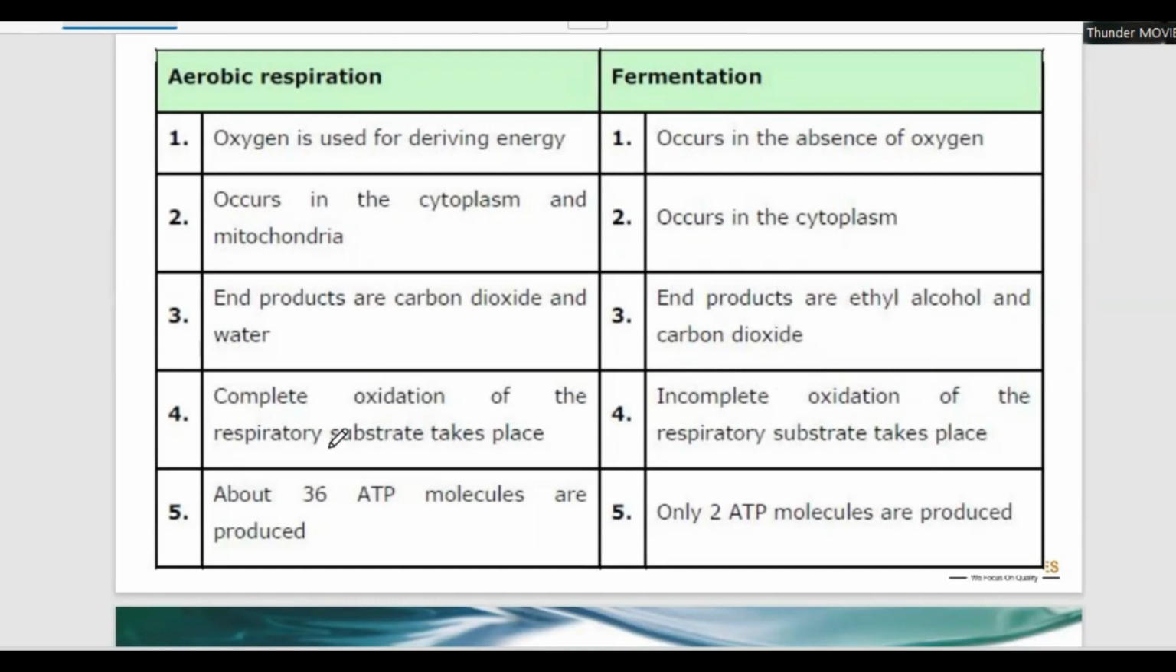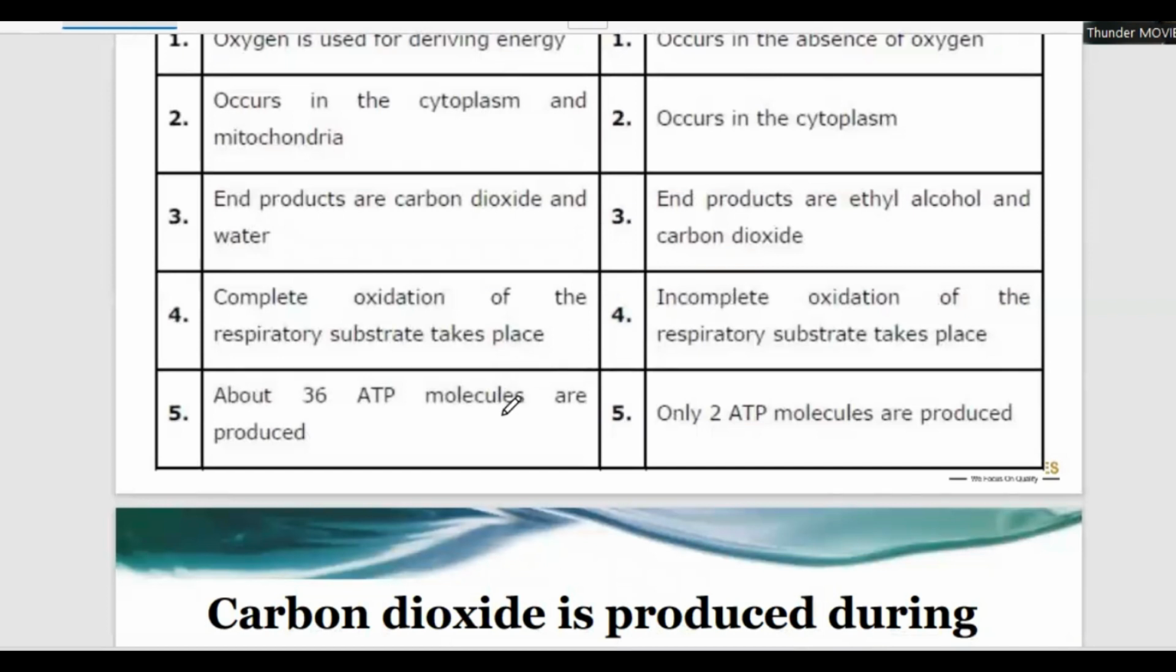Then the other difference is oxidation. In aerobic respiration there is complete oxidation of the respiratory substances we use. Here there is incomplete oxidation. Why? Because oxygen is not there. Then you produce 36 ATPs. Here you only produce 2. Imagine. So it means that anaerobic respiration is very, very important.